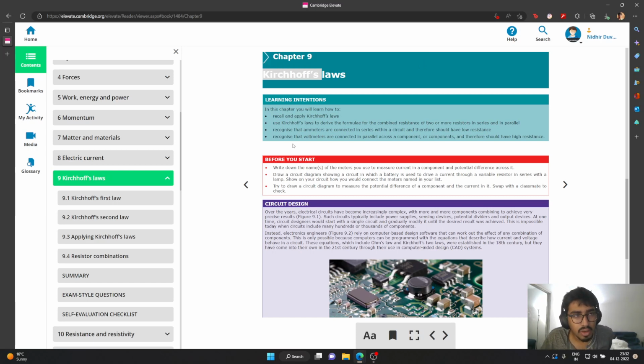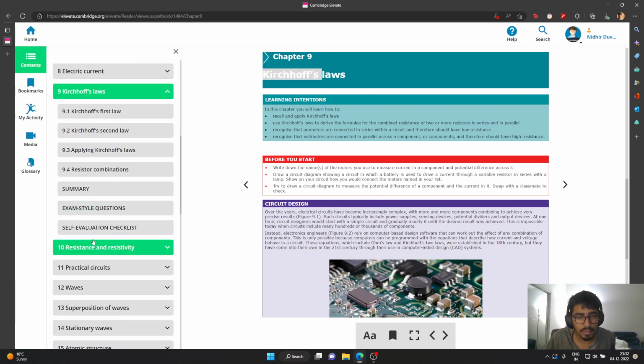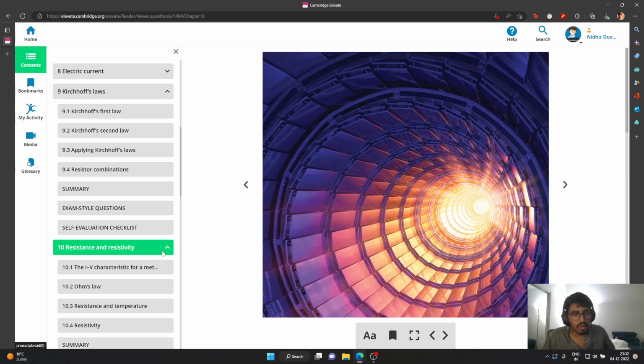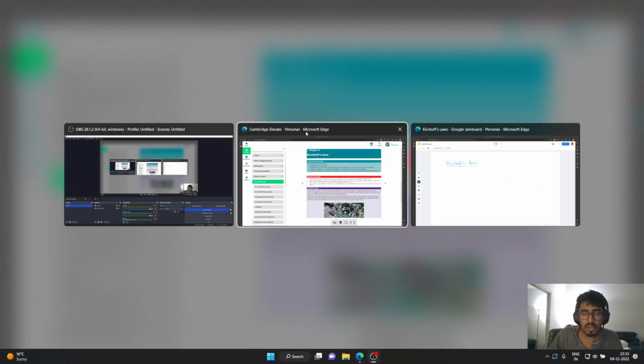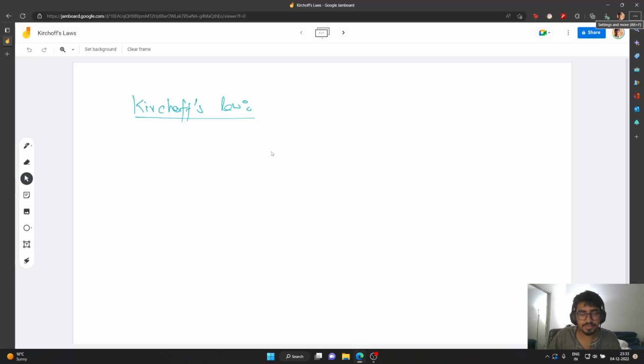It's not a very hard topic. I don't know if you have done this already in school, but we'll just cover it very quickly. And if possible, we might also go to resistance and resistivity. But let's see, I have not seen the chapter yet. So we'll start with Kirchhoff's laws.